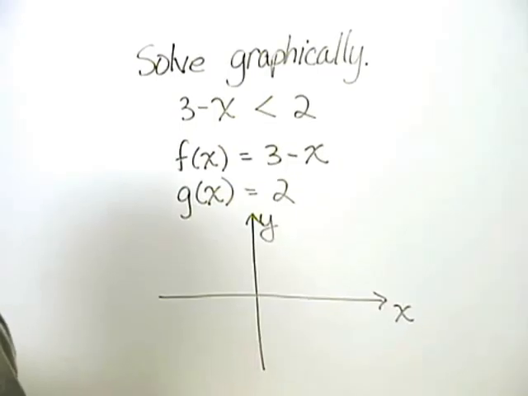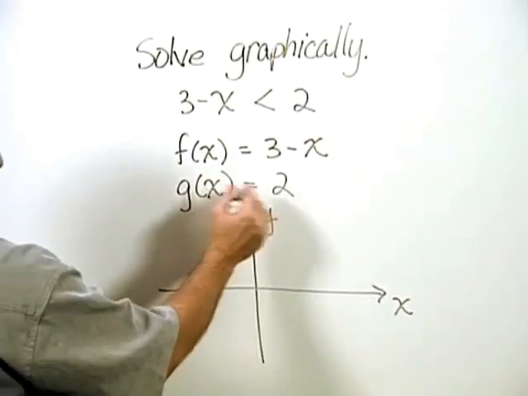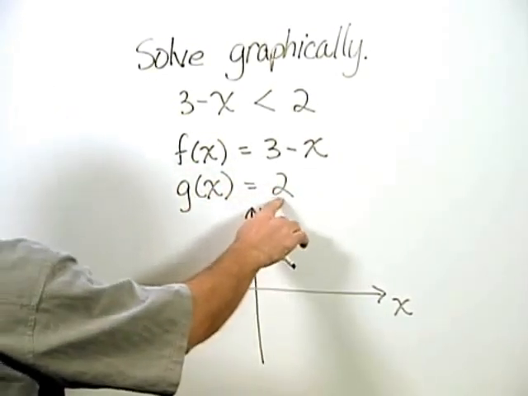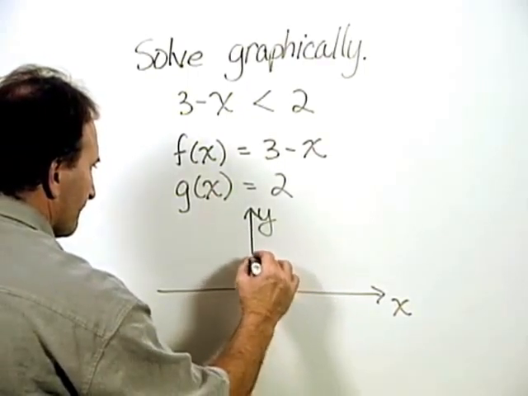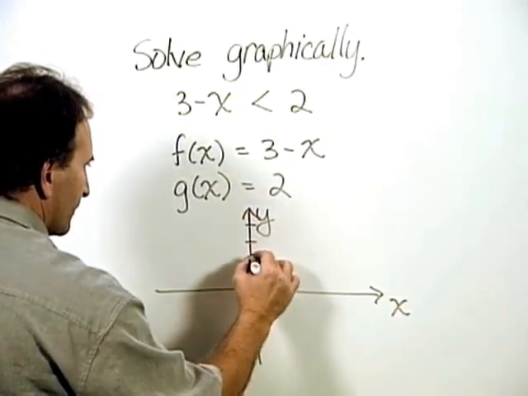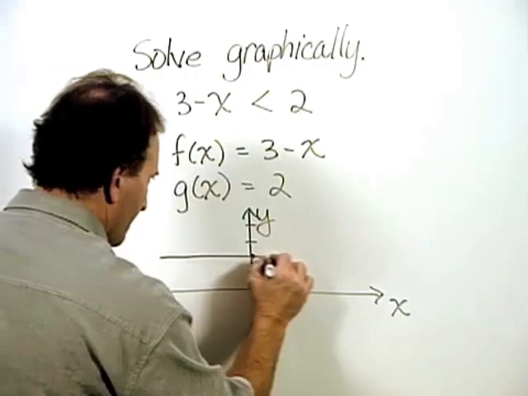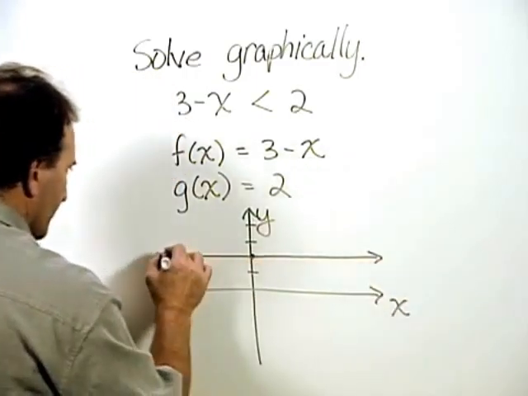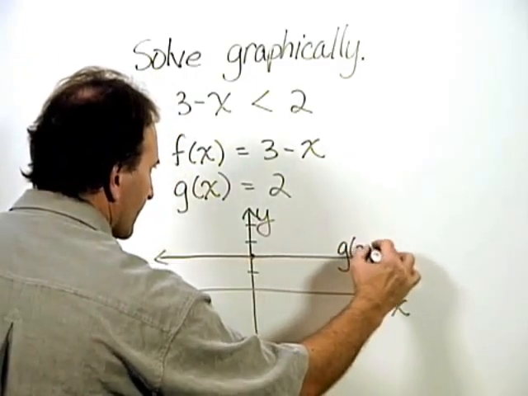So we have our axes. Of course, g of x is equal to 2 is a constant function passing through 2. So this would be g of x.